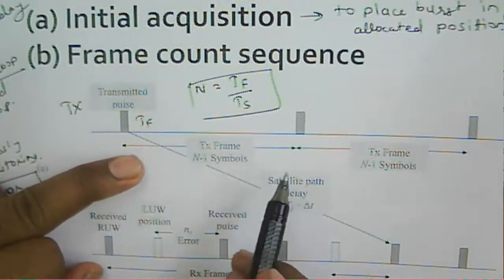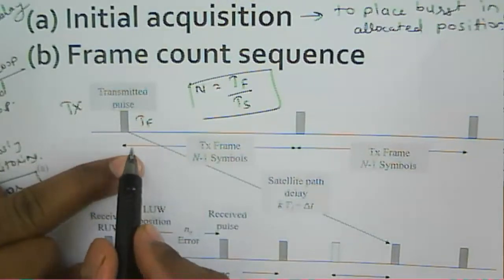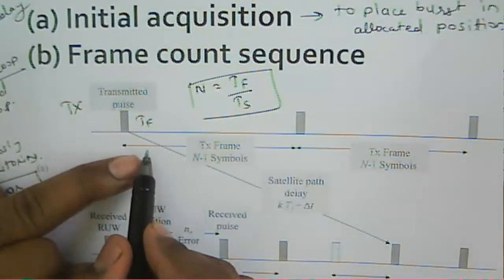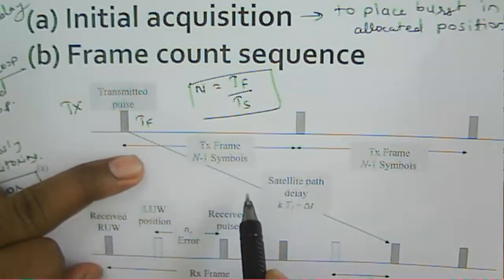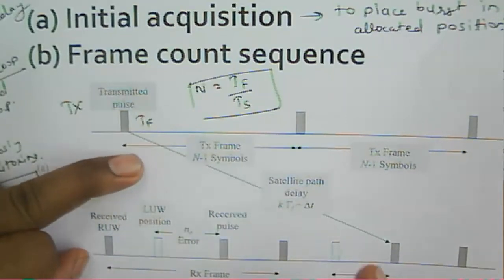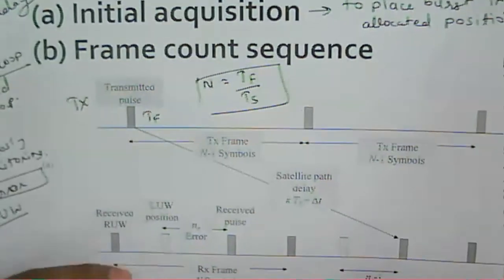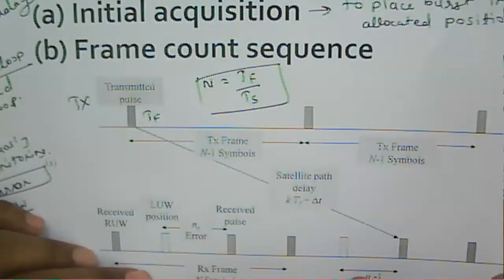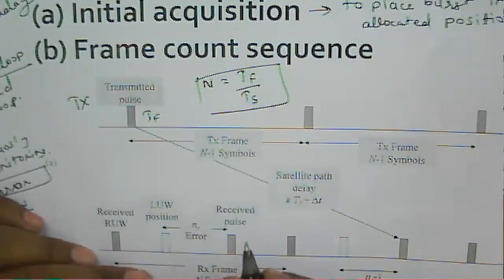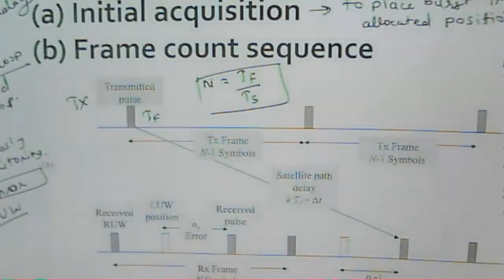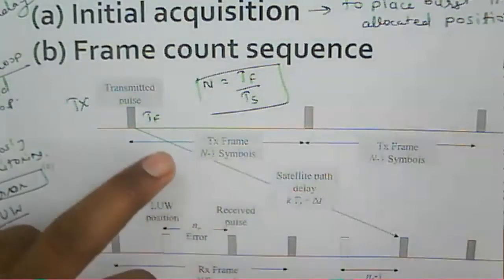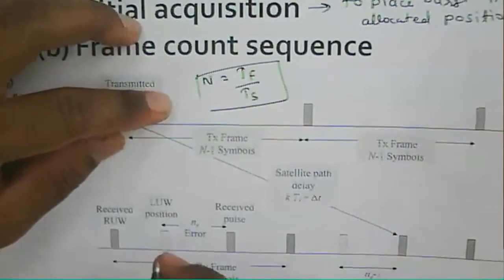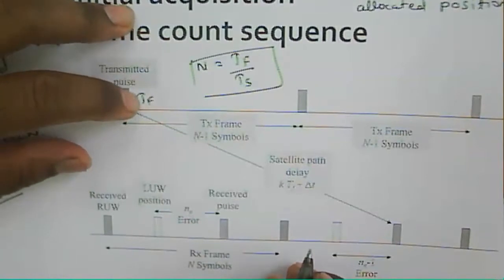So when a pulse is transmitted, that pulse is shifted by some particular frame, and the transmitted pulse is shifted in that particular frame by a tau second. So we can say that because of that delay, the pulse will be shifted.